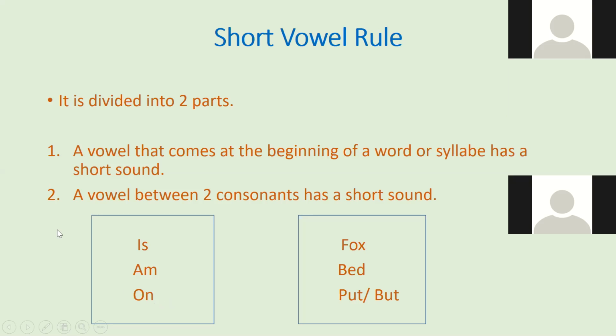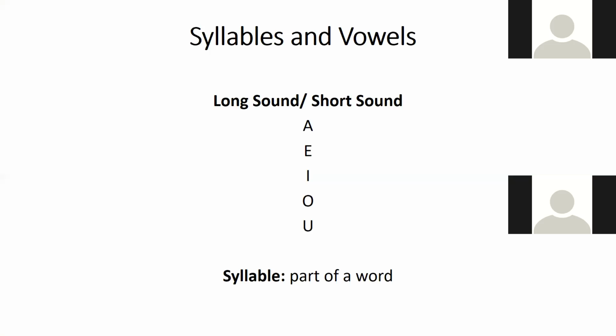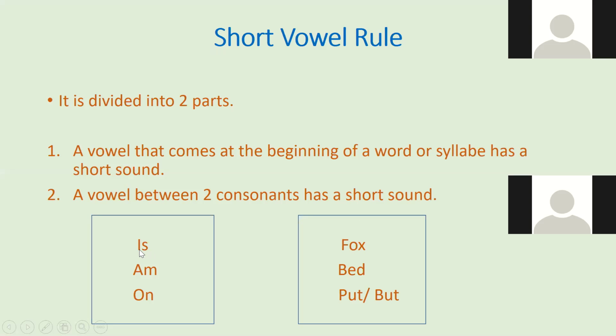Okay. Now, see this. You guys said is, am, on, right? But if we go back, remember that we learned that this is A, E, I, O, U, right? So why is it that we don't say eyes, aim, and own in here? You know why we don't say that? Because then we are going to have confusion between the words. The short sound for I is E because we say is, right? The short sound for A is A because we say am. And the short sound for O is because you say on, right? That's what it is.